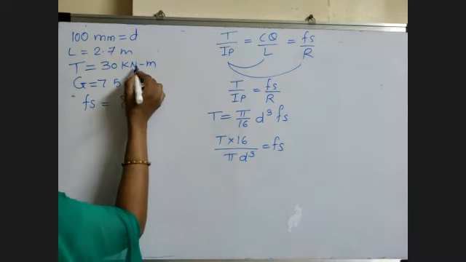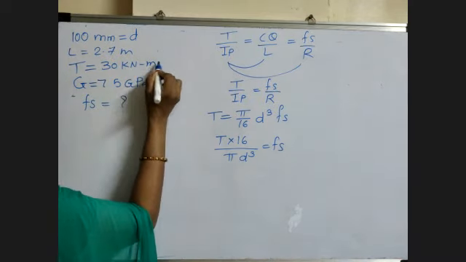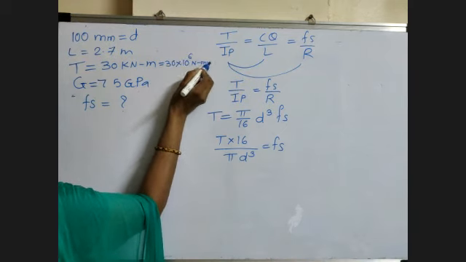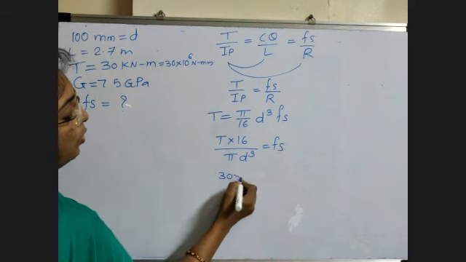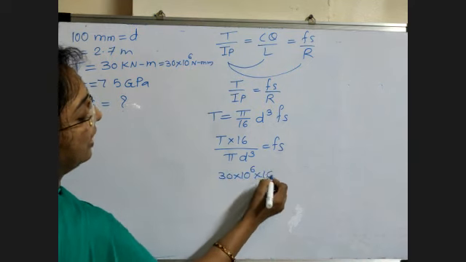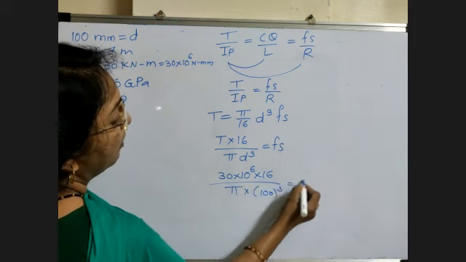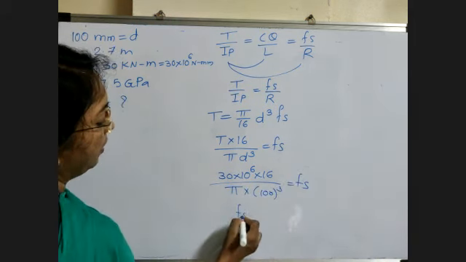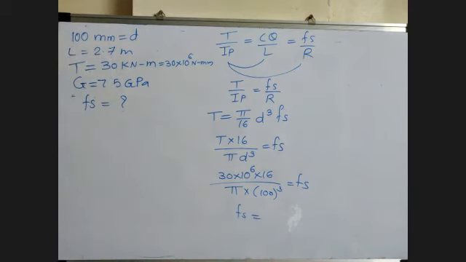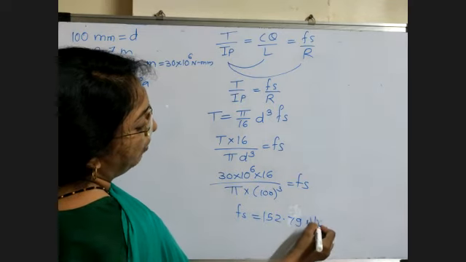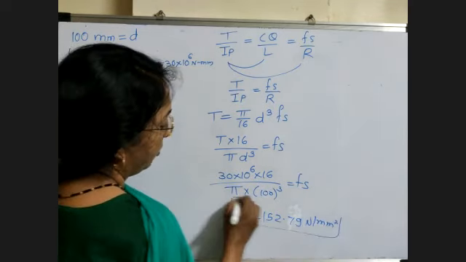So how to convert kilonewton to Newton, and meter to mm? So 30 into 10 raised to 6. This 16 as it is. Diameter is given, that is 100. So what is the value of the maximum shear stress, that is Fs? And the answer is 152.79 MPa, or Newton per mm square.